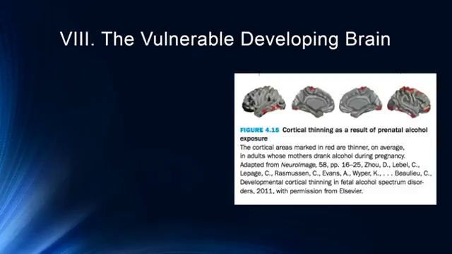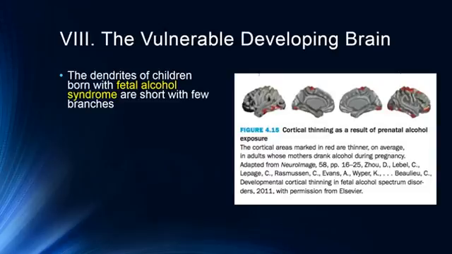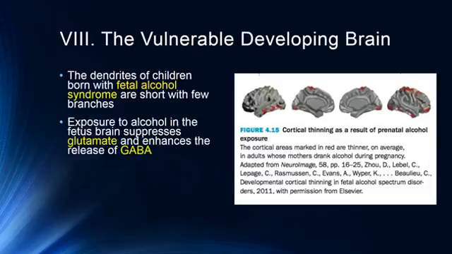One of the things that happens during fetal alcohol syndrome is a severe amount of cortical thinning. You can see here the red areas are thinner on average in adults whose mothers drank alcohol during pregnancy. We know that the dendrites of children born with fetal alcohol syndrome are shorter with fewer branches, so we're talking about fewer connections. We know that exposure to alcohol in the fetal brain suppresses glutamate, which is our primary excitatory neurotransmitter, and enhances the release of GABA.